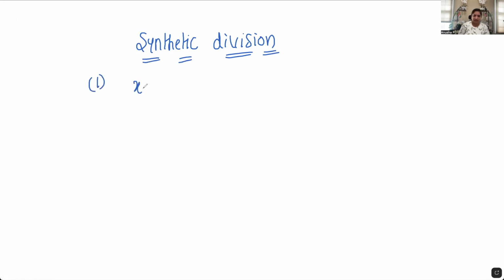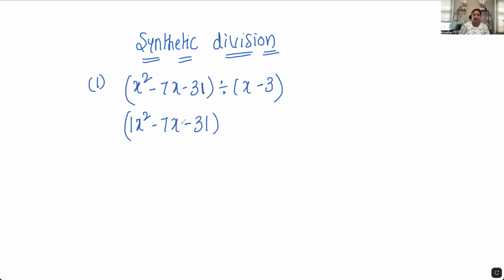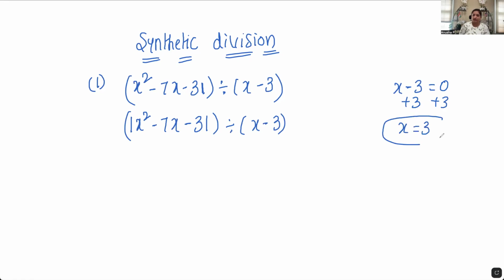The first example is x square minus 7x minus 31 divided by x minus 3. Okay, in synthetic division, we will take the leading coefficients. We'll write it as 1x square minus 7x minus 31 divided by x minus 3, right? So we'll make x minus 3 equal to 0, add 3 on both the sides, x equal to 3. So in synthetic division, we'll divide it by 3.